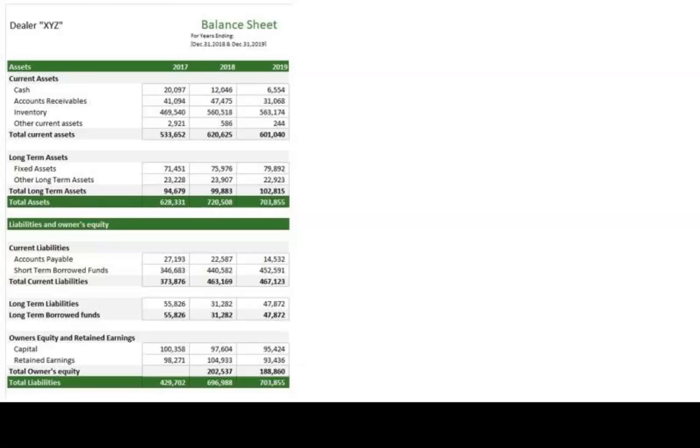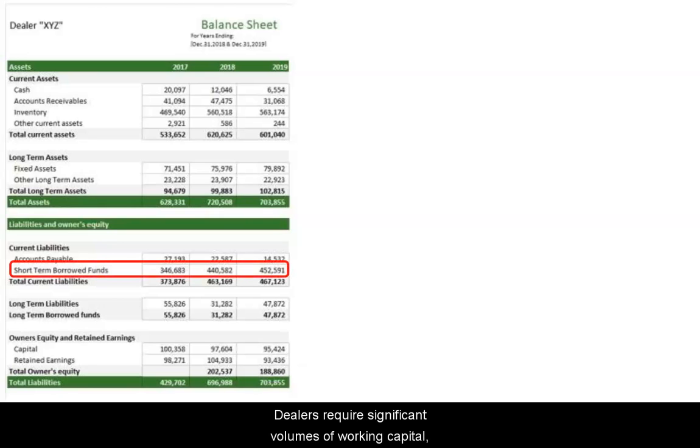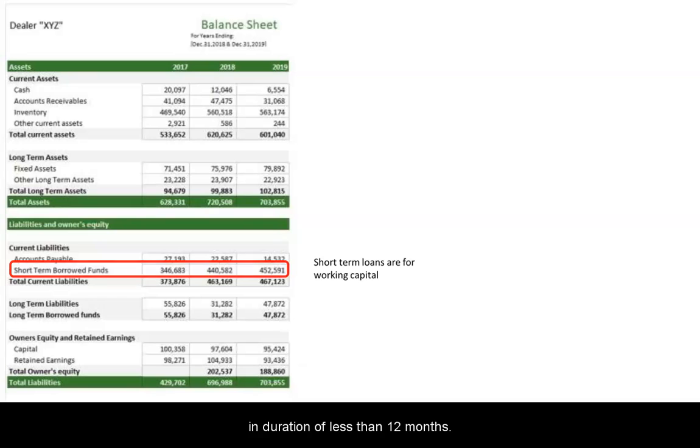Short-term loans. Dealers require significant volumes of working capital to cover everyday costs and inventory purchase. These needs are partially covered by short-term loans. Short-term loans should be paid back in full, in a duration of less than 12 months.